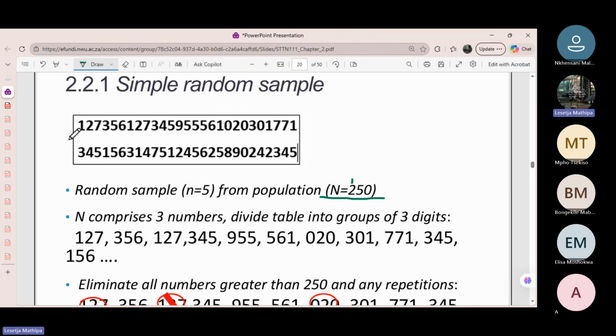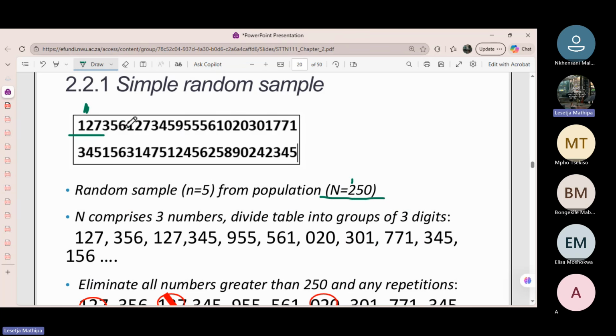Meaning, if you chose 127 as your first element, you must make sure that when you go to the fourth element, or the sixth or the seventh element, and you still see the 127, you're not going to choose it again. Because it's without replacement, you don't repeat our numbers. Let's see. Is 127 greater than 250, our population? No. So now, this is the first element.